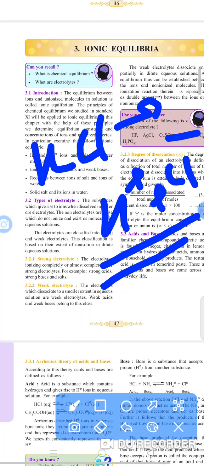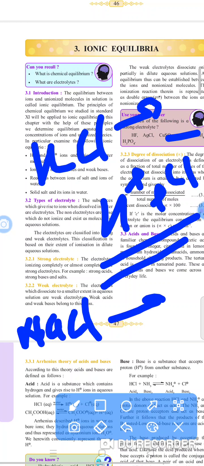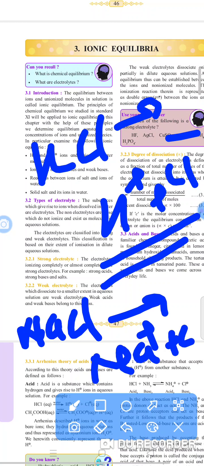For example, NaCl when dissolved in water gives rise to Na plus and Cl minus. This is called an electrolyte.